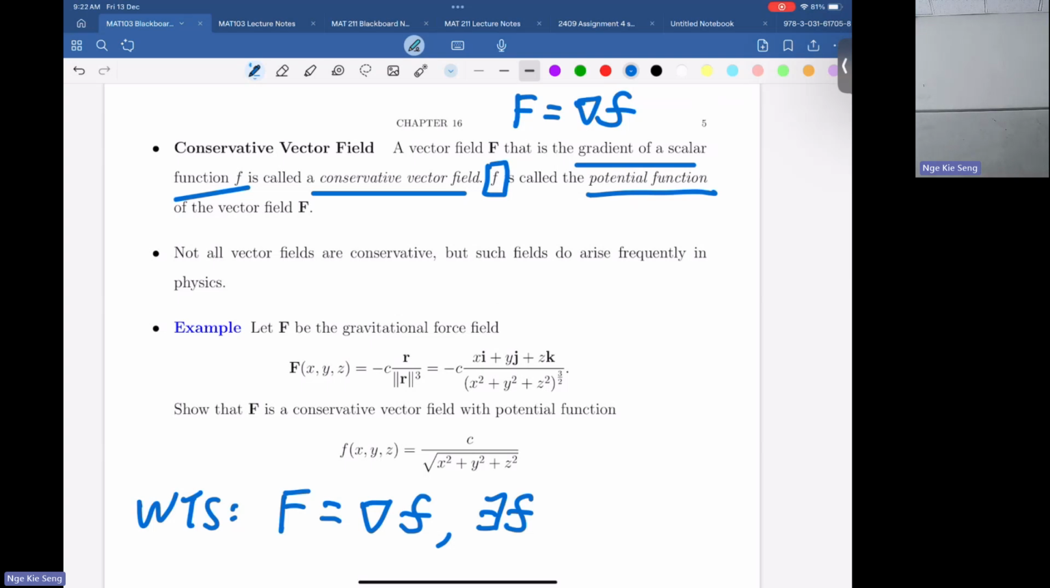So what do you need to compute here? What do you think? Take the gradient of what? Which f? Little f. So you take the gradient of little f so that you check whether it is the vector field F or not. Can you try now? I give you 2 minutes.